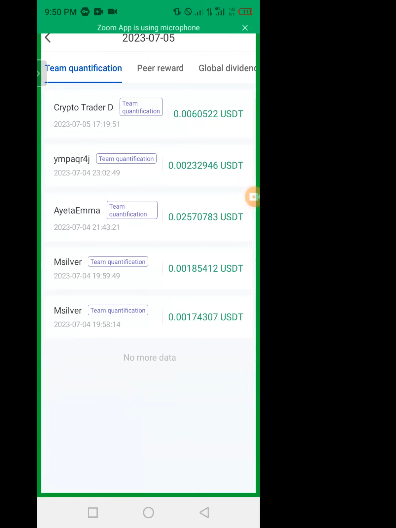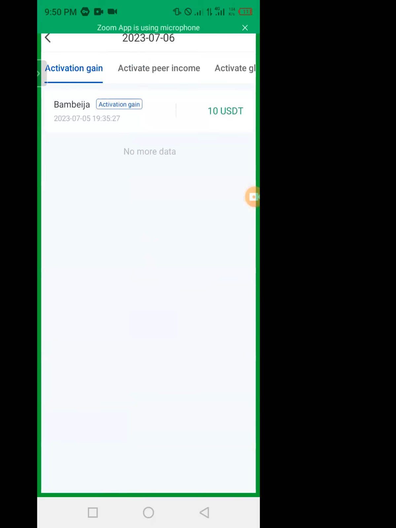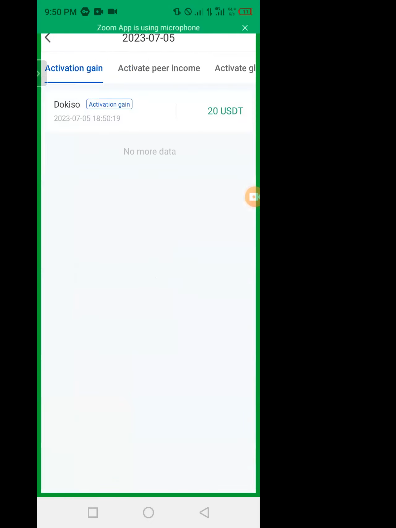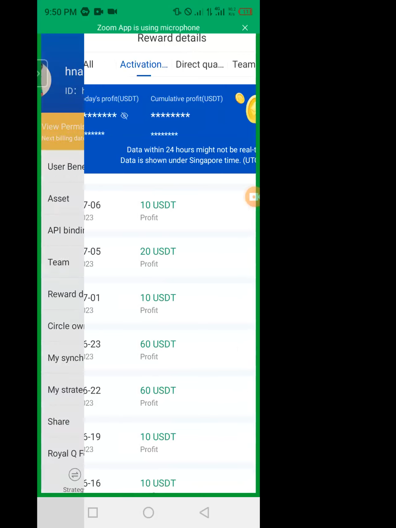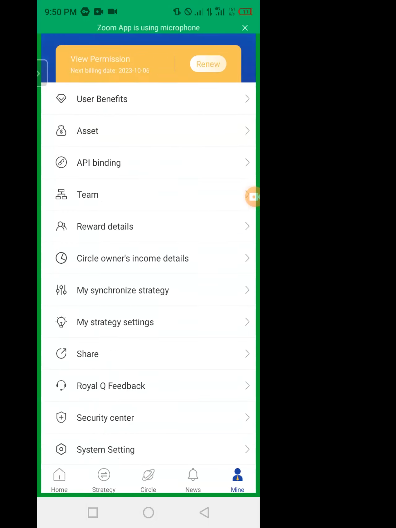Then when I come to activation, if I click here, I can see someone called Bambeja. I don't even know who has signed up this person. Then I can also look at this one. Who is this one? I can see it is Dokiso, a gentleman from Malawi, who has signed today. Okay, so that is about the reward details.